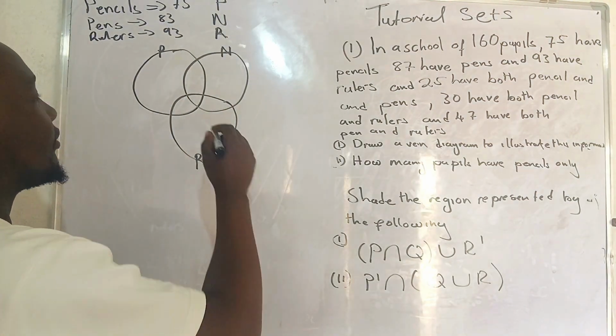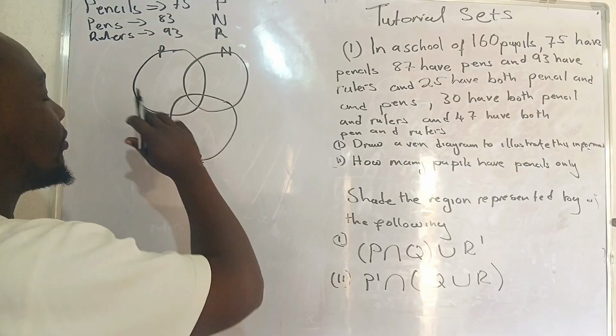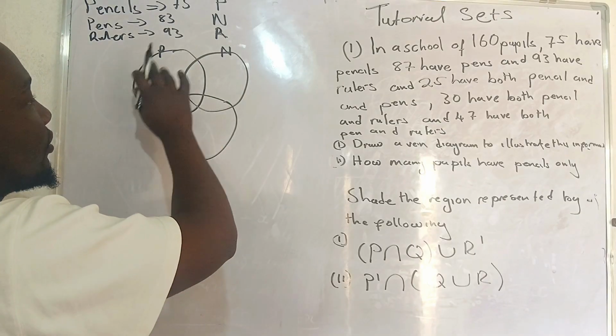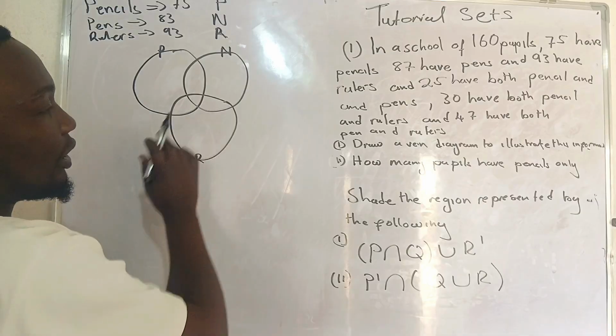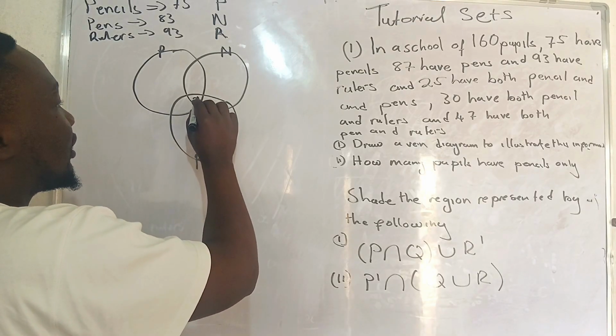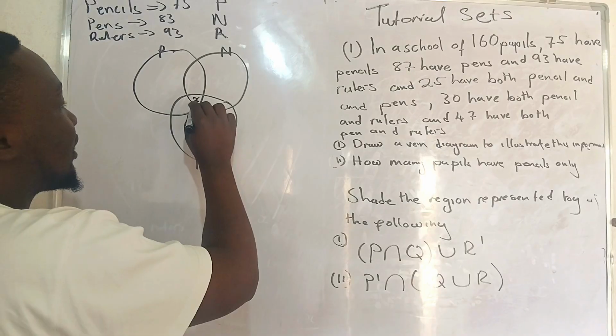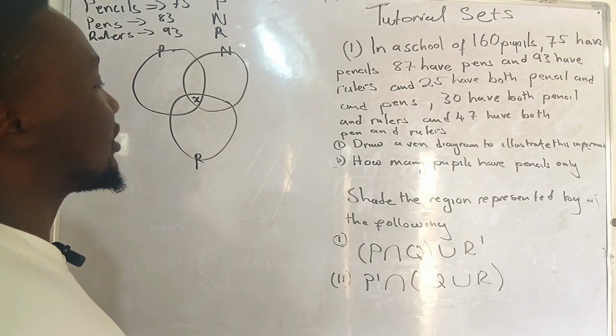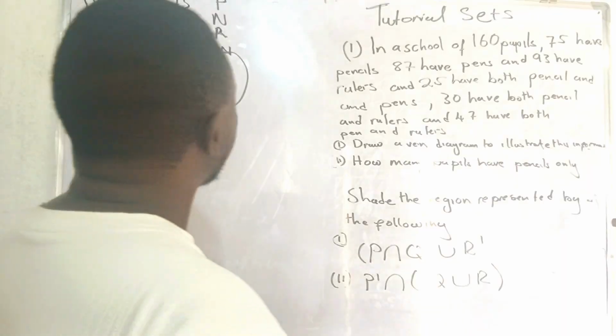So what we are not given is the number of students with pencils, pens, and rulers all together. So we are going to let it be x. We represent it diagrammatically at the center where all the three subsets interlock.